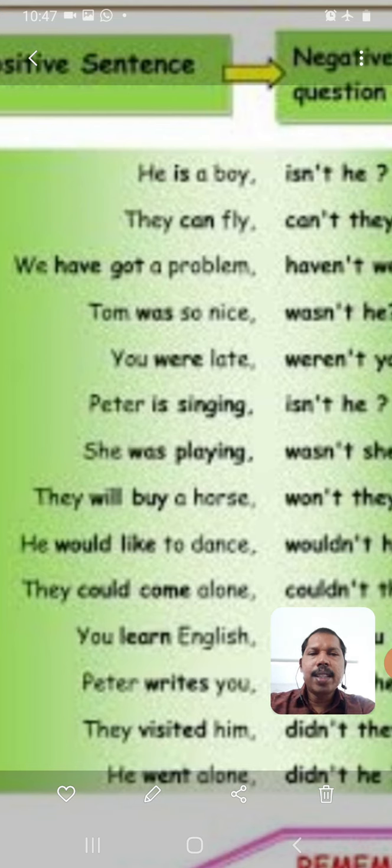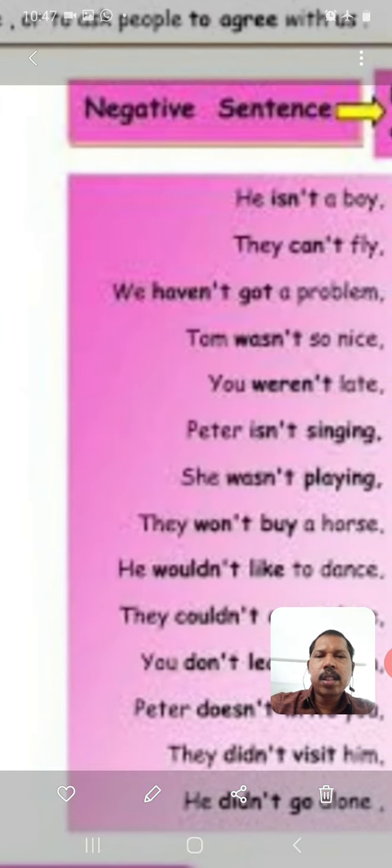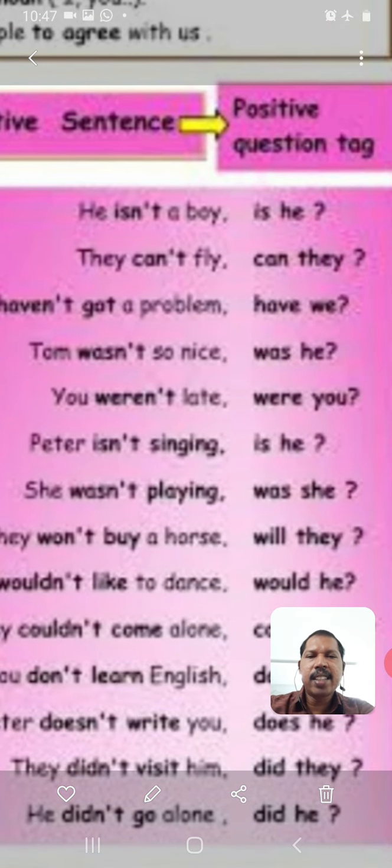He is a boy. Is is the verb. So the negative of is is isn't. Isn't he. The subject is used. Already a personal pronoun is used: I, we, you, he, she, it, they. If a personal pronoun is already used, you can use the same word, ending in a question mark. Suppose this is a negative statement, he isn't a boy, then we have to use the positive tag, is he. Opposite of isn't is is, then we use the subject he and a question mark.